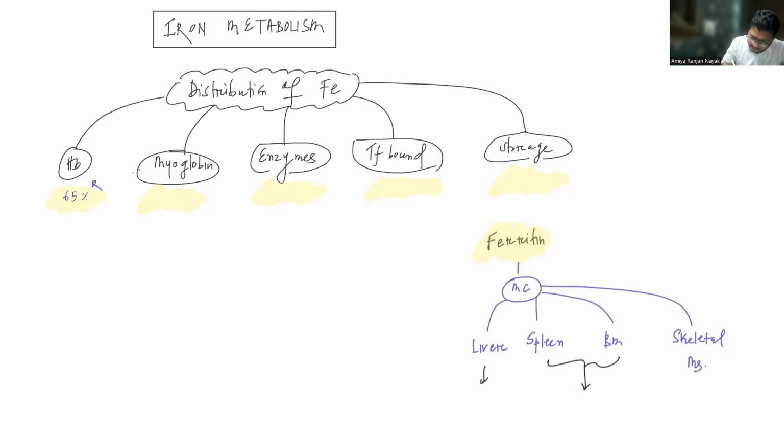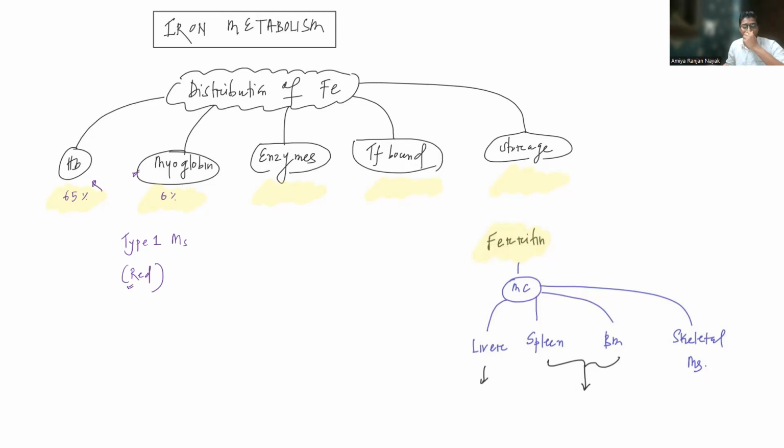Then there is another iron containing protein that is known as myoglobin. Around 6% of iron is present in the myoglobin. Myoglobin is present predominantly in the type 1 muscle fibers. These are also known as the red muscle fibers. This red color is because of the myoglobin. We will discuss more on this later.